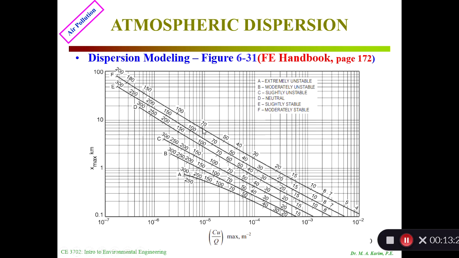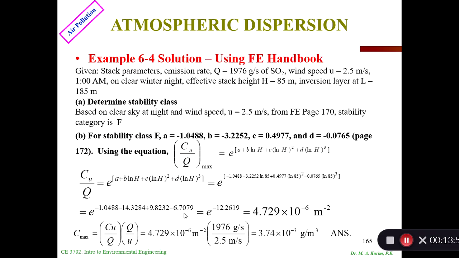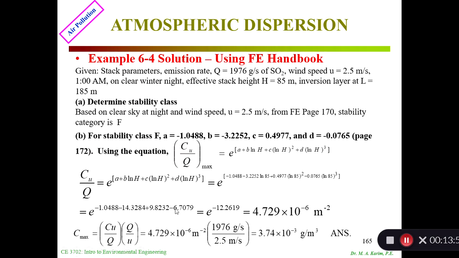So this is 100, this is 70. Somewhere in here, this would be 95. So 85 would be somewhere around here, right? If I come back here, this would be around 5 times 10 to the minus 6. CU over Q would be 5 times 10 to the minus 6. Now we can compare it with 4.79, which is very close to 5. So, as I said, the same thing can be done using this equation or from the graph.